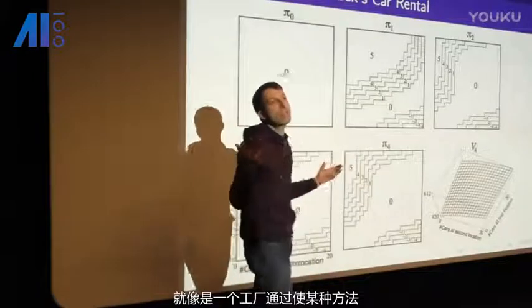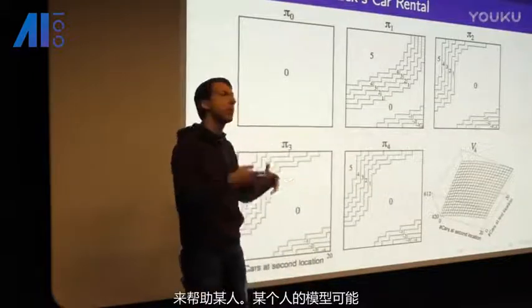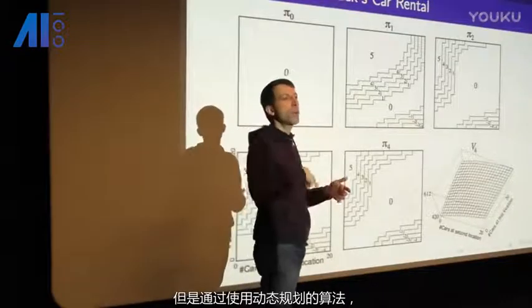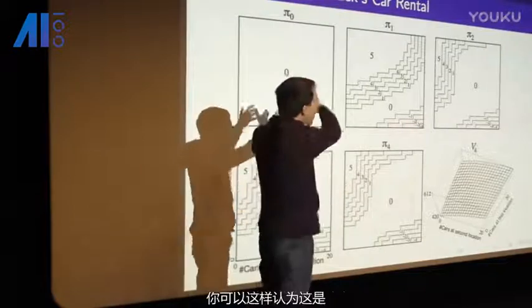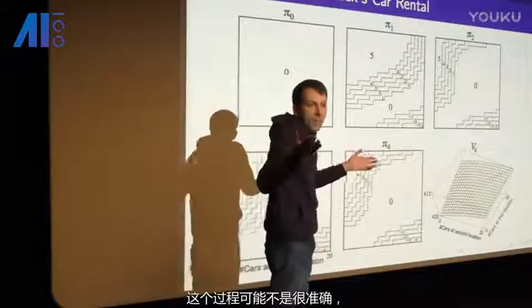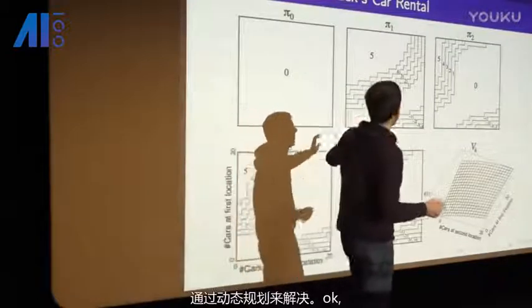Typically in industry, how people use this is someone comes up with a model of their system. That model might not be correct, but then they use dynamic programming to solve for their model. So you can think of this as some simplified model of the car rental. The Poisson process might not be accurate, but there's some way in which the dynamics are described.